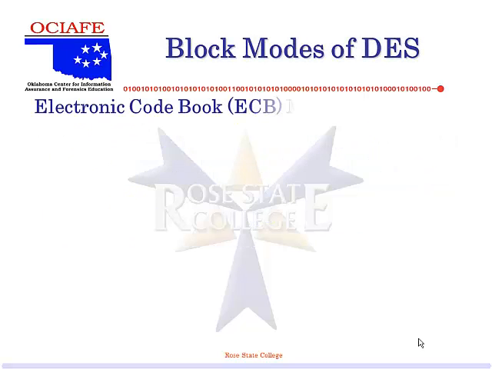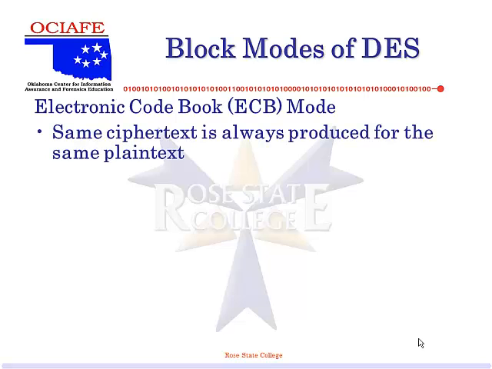All right, now let's talk about some of the block modes. We're only going to talk about about 2 of them today. There's one called electronic code book, and I will tell you, the block modes, you need to know them. If I give you a picture and say, what is it? Just so you know. Okay. Electronic code book mode: the same ciphertext is always produced from the same plaintext.